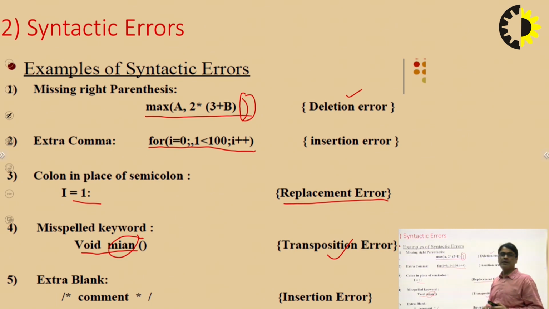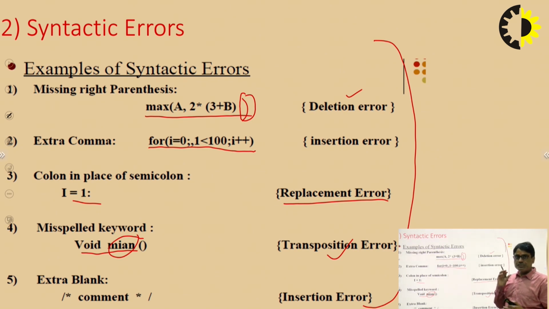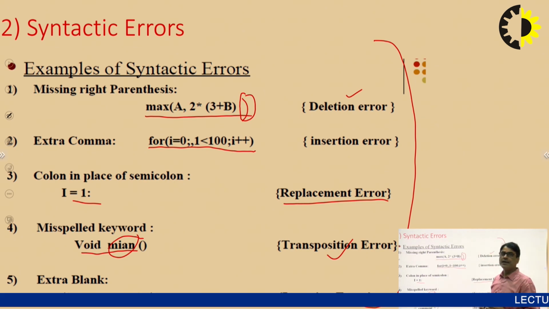Extra blank: if you put some extra blank, that is also a kind of insertion error. So these kinds of errors are basically called syntactic errors, because the syntax of your program is not correct. That's why it will be generated. When you compile the program, you will easily get such errors, because a syntactic error is related to the syntactic structure of a program, so it is generated directly, and the particular place is also identified by the compiler. So you will get such errors, and these categories of error will be generated in the form of syntactic error.